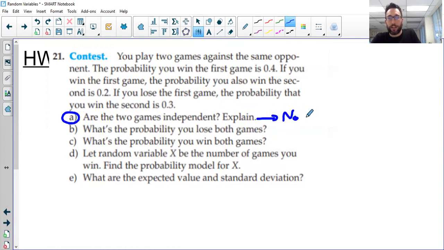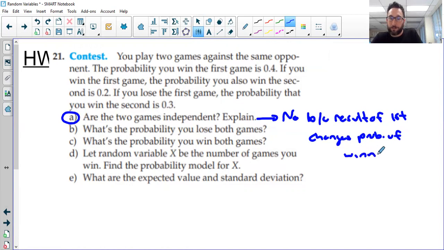No, definitely not. Because the result of that first game changes the probability of winning the second time, right? If I win the first game, I have a 20% chance of winning the second game. If I lose the first game, I have a 30% chance of winning the second game. So what happened on that first game is changing the probability I win the second time around, right? So these are very clearly related. What happens the first time is related to what happens the second game.